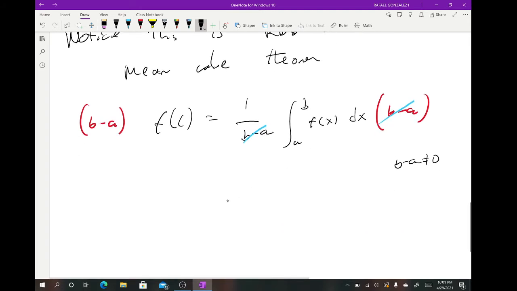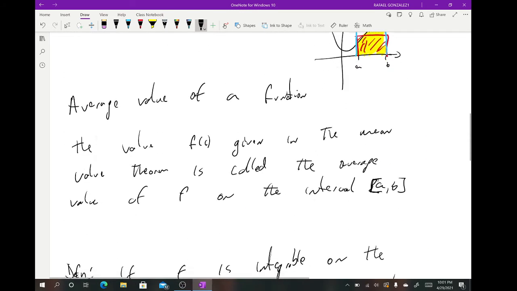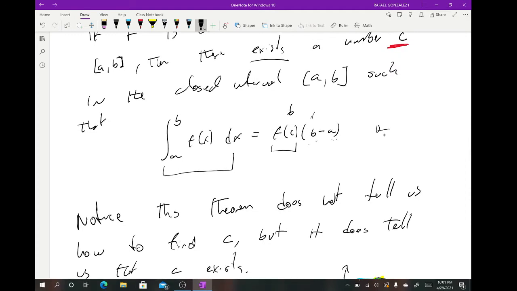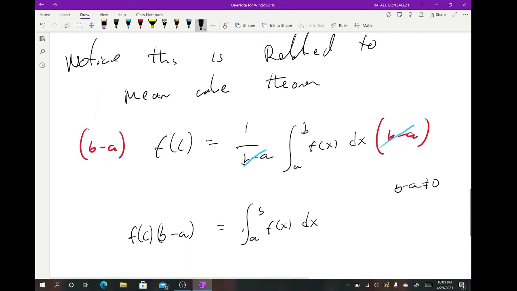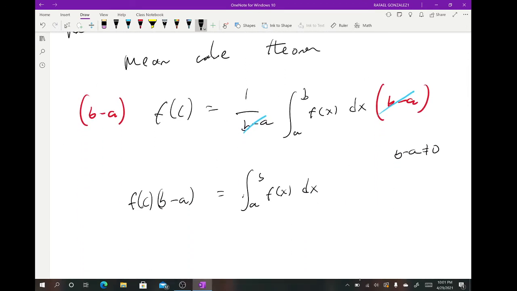And what we're left with is the integral from a to b of f(x) dx is equal to f(c) times b minus a. I'm just going to rewrite the order. But guess what? That's the same thing that we have up here. The integral from a to b of f(x) dx is equal to f(c) times b minus a. It's the same thing that we have here. f(c) times b minus a is equal to the integral from a to b of f(x) dx. So this is the mean value theorem for integrals.